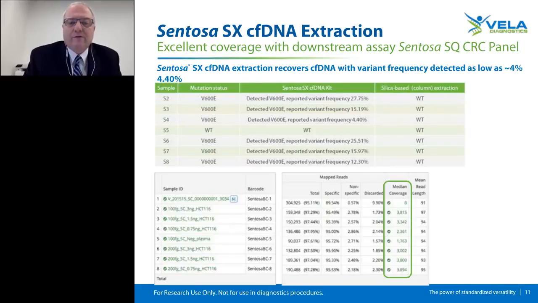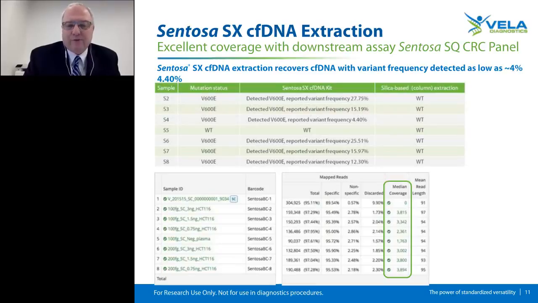Okay, so for sample number 2, we detected the V600E mutation and reported the variant frequency at 27.7%. Whereas running side by side with a silica-based column extraction method, only wild type was detected. All right. Again, looking at sample 3, 15%, and then all the way down on sample 4 to approximately 4% mutation. So very, very low frequency mutations able to be detected with the system down to 4%.